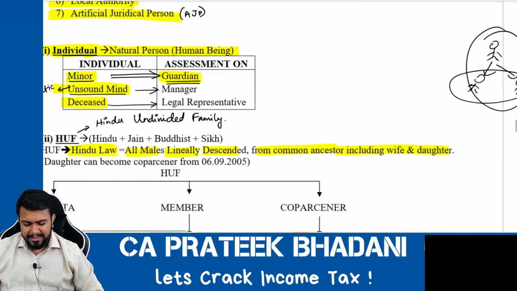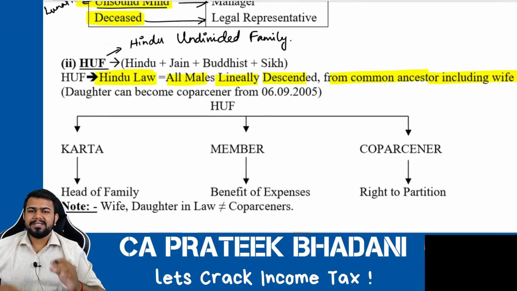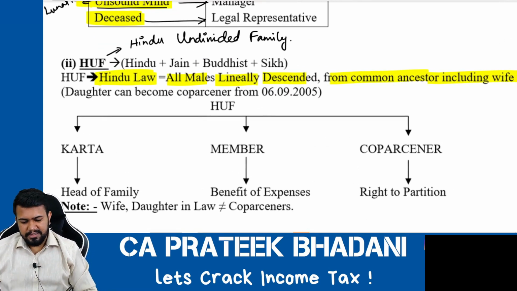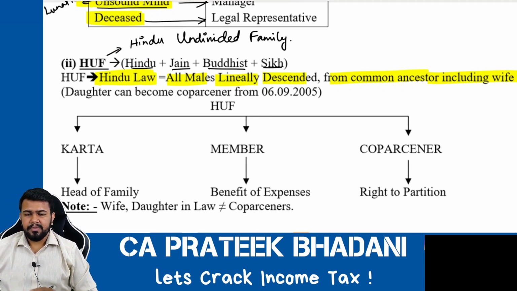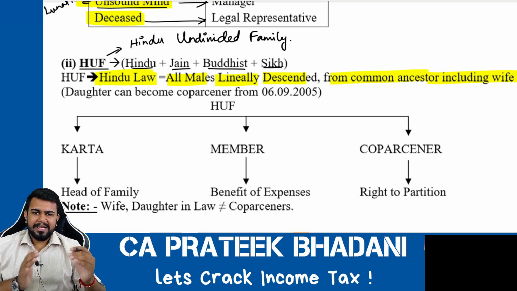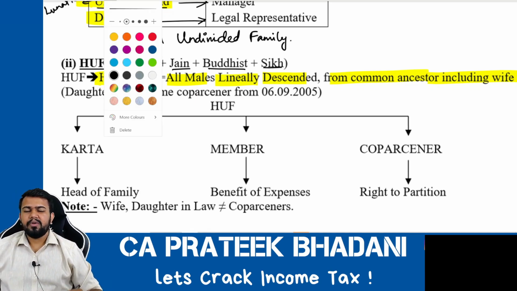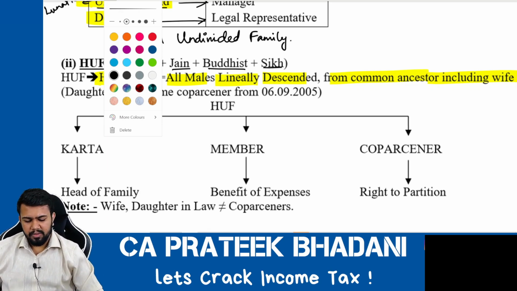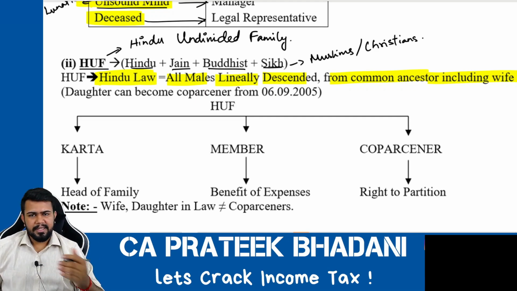However, only the people who follow certain religions can form HUF because Hindu law only covers certain religions. What are they? Hinduism, Jainism, Buddhism, and Sikhism. So Hindus, Jains, Buddhists, and Sikhs can form a Hindu undivided family, but the people who are following other religions cannot form Hindu undivided family. For example, Muslims or Christians cannot form a Hindu undivided family because they are not covered under the Hindu law.